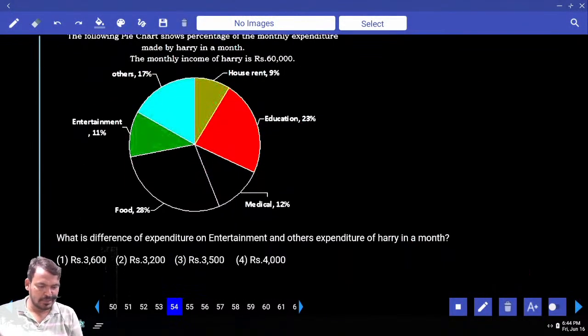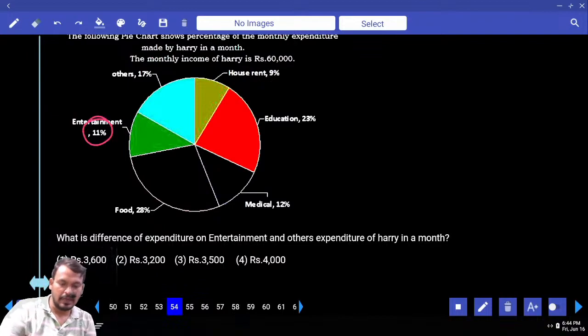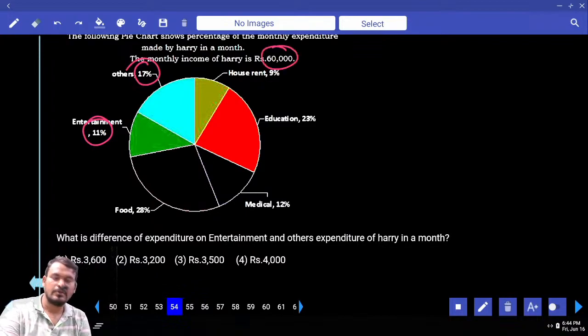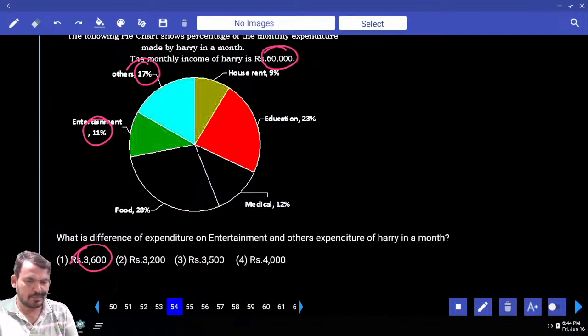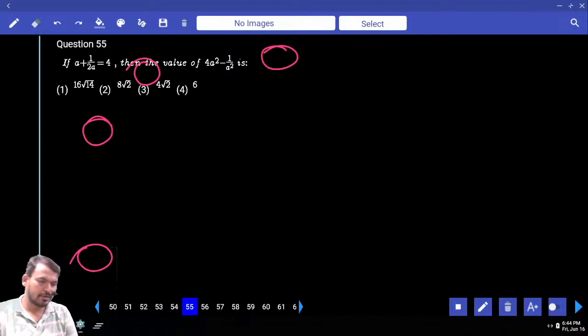What is the difference between the expenditure of entertainment and other expenditure of Harry in a month? What is the entertainment percentage? 11. Other, 17. Difference, 6%. 6% of 60,000 means 3,600. 6% of 60,000 is 3,600.